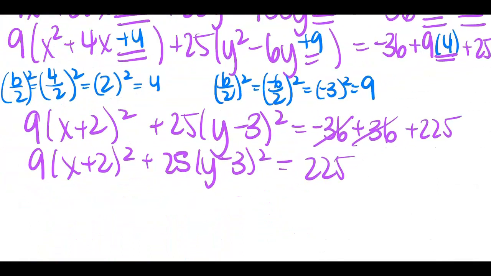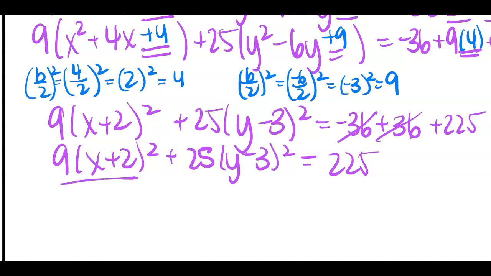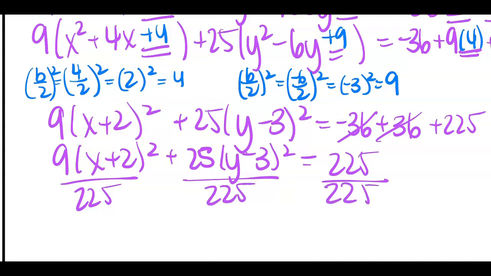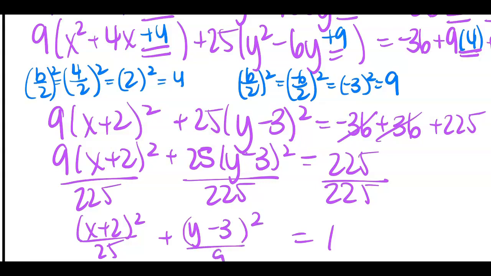Well, in order to make this equation equal to 1, I need to divide the entire equation by 225. By doing that, I'll get 1. Only thing now is I need to simplify this and see what the numbers are going to be. Hopefully they simplify. So let's do that in my calculator. If I divide 225 by 9, that's going to give me 25. So I'm going to make this (x + 2)² over 25 plus, I'm going to take 225 and divide it by 25. That's going to give me a 9. So (y − 3)² over 9.